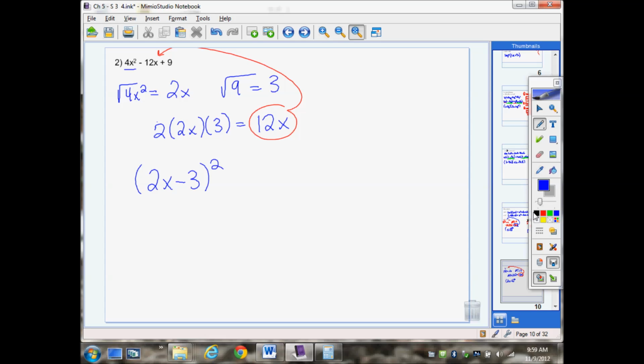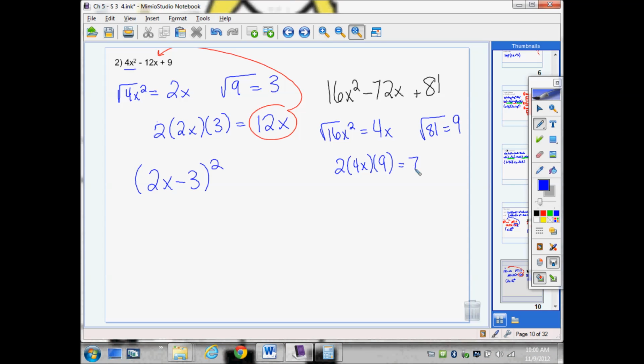Let's do it. So square root of 16x squared is going to be 4x. Square root of 81 is 9. 2 times 4x times 9, that's 8x times 9 is 72x. 72, 72, so it matches. So I get 4x minus 9 squared. And again, it's minus because it's minus 72.